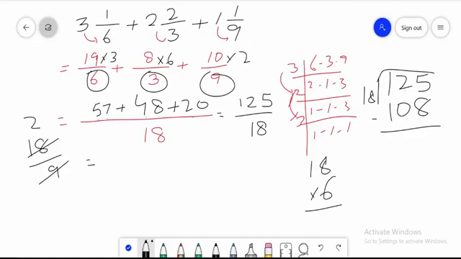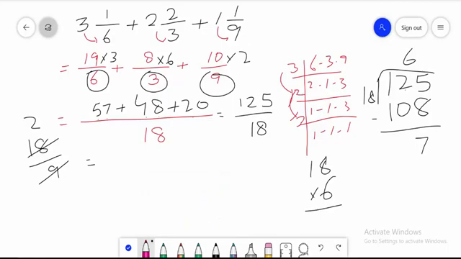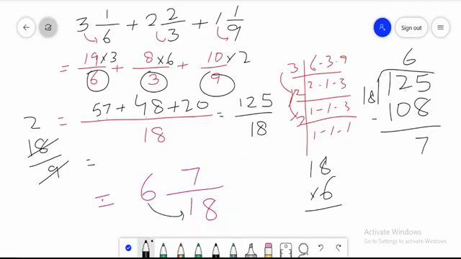Now carry: 125 minus 108 is 7, 6 here. Now I'm going to write the answer. The answer of this fraction would be 6 whole 7 over 18. Now if you want to check whether you did it wrong or right, just multiply 6 with 18, that answer is 108. Simply plus 7, that would be equal to 125.